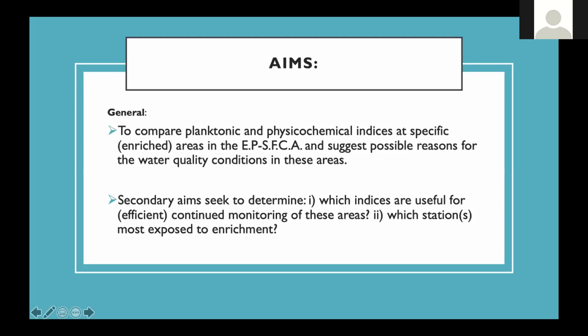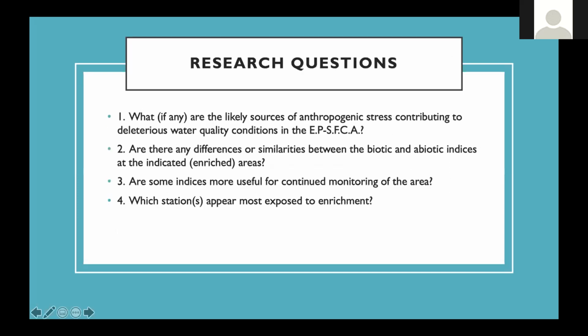So the general aim today is to compare the planktonic and physicochemical indices at the specific enriched areas in the East Portland Special Fishery Conservation Area and suggest possible reasons for the water quality conditions in these areas. And the secondary aims seek to determine which indices are useful for continued monitoring of these areas, as well as which station or stations may appear to be most exposed to enrichment.